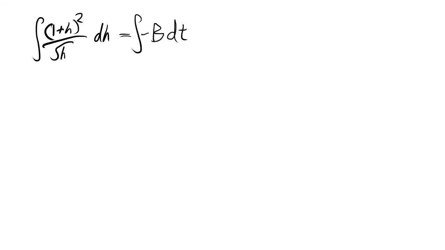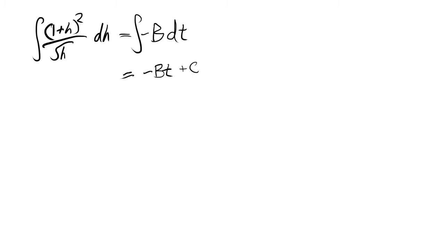Let's see. Alright, so it's still gonna be a separation of variables, which is not that surprising. (1 plus h) all squared divided by root h dh equals minus b dt, and that would just result in minus bt, and let's have plus c on this side this time. And on the left hand side, this is going to be a tad bit tricky.